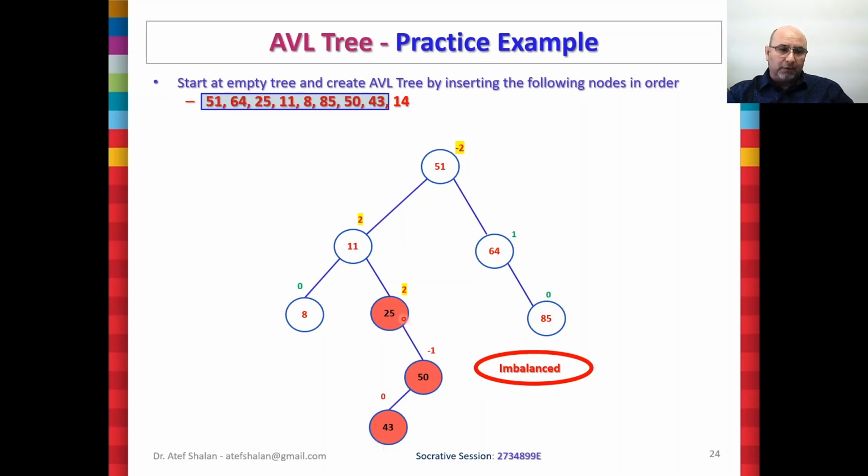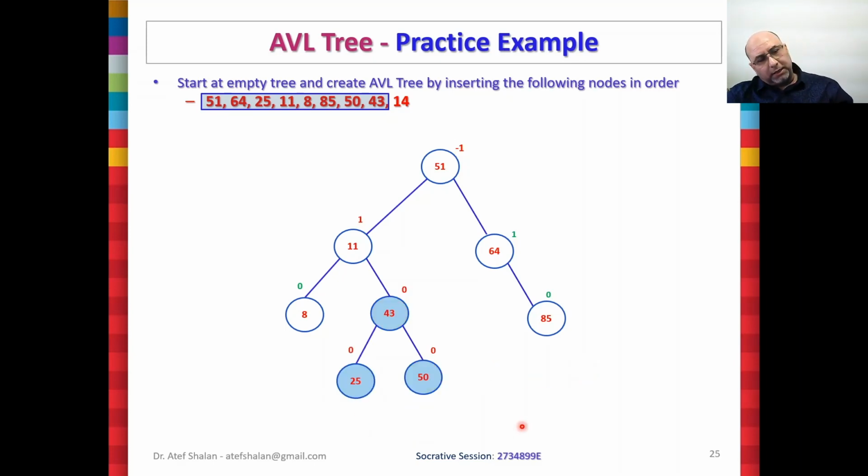Which one is in the middle now? I have 25, 50, and 43. 50 is in the middle. 50 goes up, 25 goes to the left, and 43 goes to the right. Then, oh, 43 is less than 50, so it goes like that: 43 in the middle, 50 on the right, and 25 on the left side.